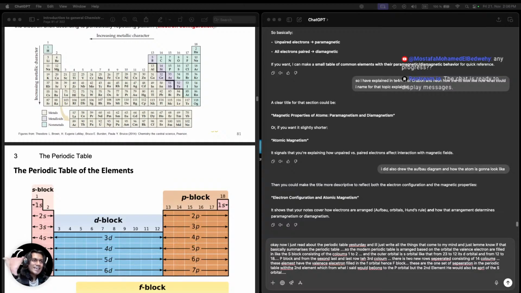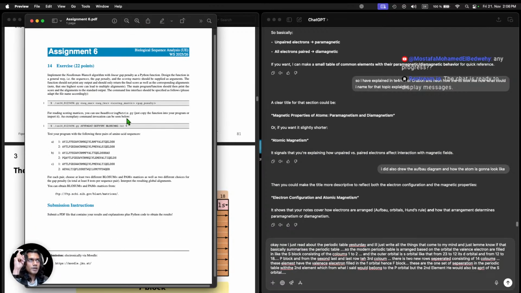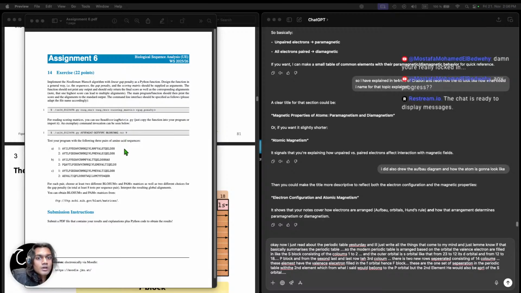Got the assignment 6, son! Just a minute. Implement the Needleman-Wunsch algorithm. I do know the algorithm. With linear gap penalty as a Python function. Oh shit, it's Python. For reading the scoring matrices, you can use reading_matrix.py. Just copy the function into your program or import it. An exemplary command invocation can be seen as. Okay.